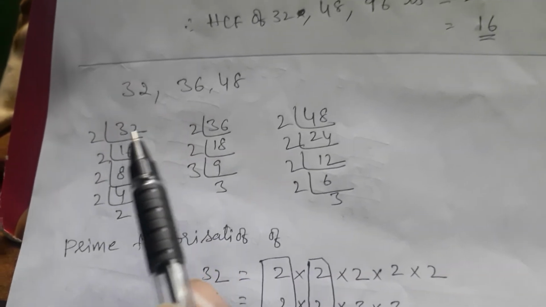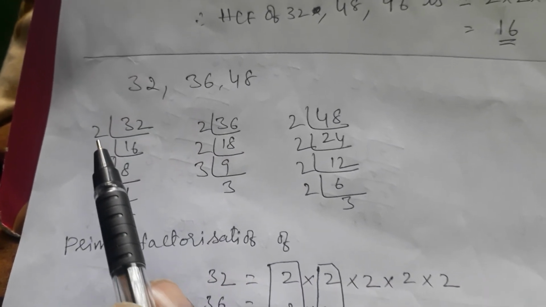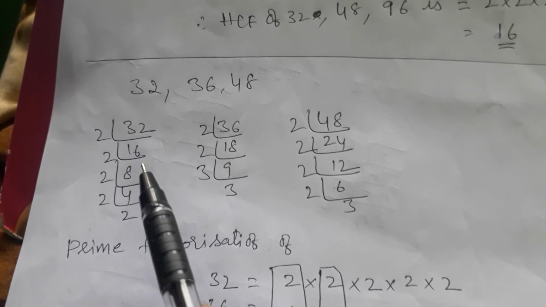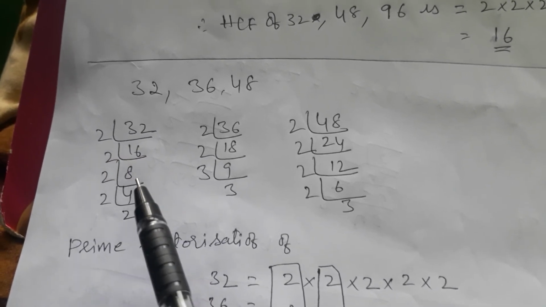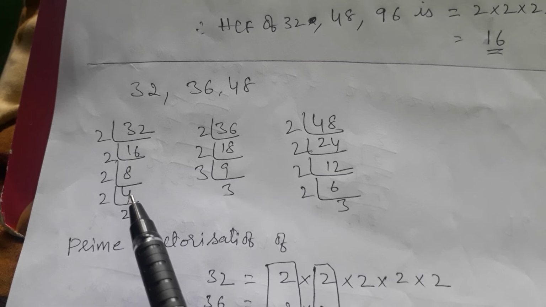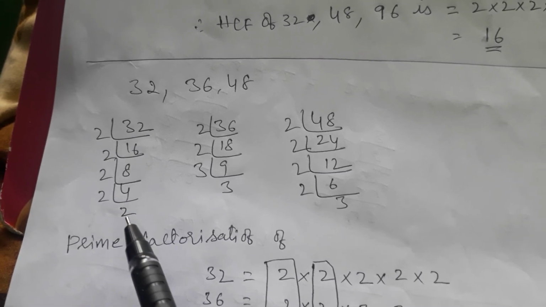One more example I will explain. 32: write its factors. Take prime numbers and divide: 2 sixteens are 32. Again take prime number: 2 eights are 16. Again 2 fours are 8. Again 2 twos are 4.